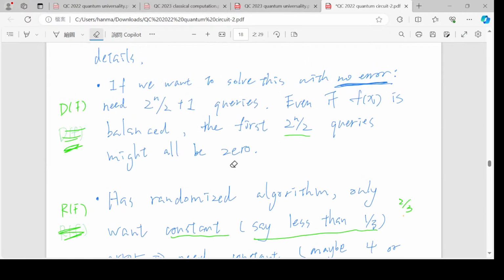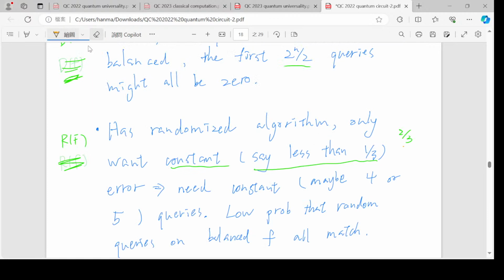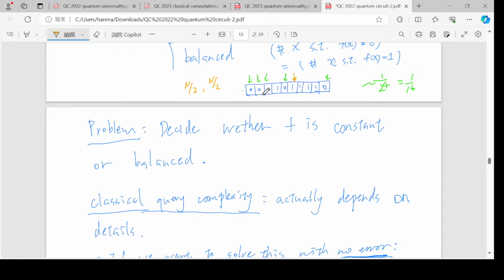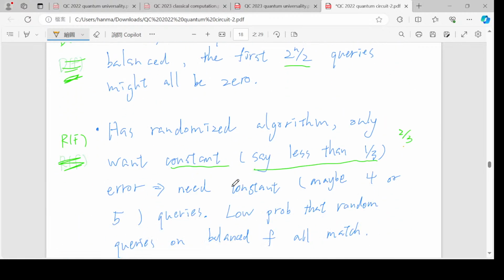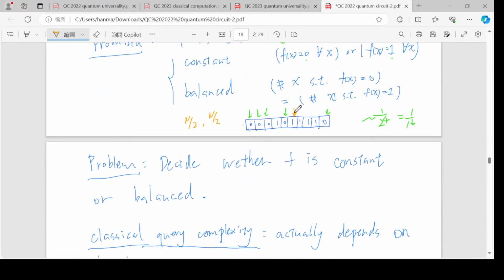Anyway, back to the Deutsch-Jozsa problem. We see that if we only want constant error, then it's pretty easy to do this classically with a constant number of queries. So you just sample these things randomly, and you should see 0 and 1 with 1/2 probability. And the probability you actually see all 0 string or all 1 string is exponentially small in the number of queries. So we see that the classical algorithm doesn't actually require too many queries to do this if you allow random output.